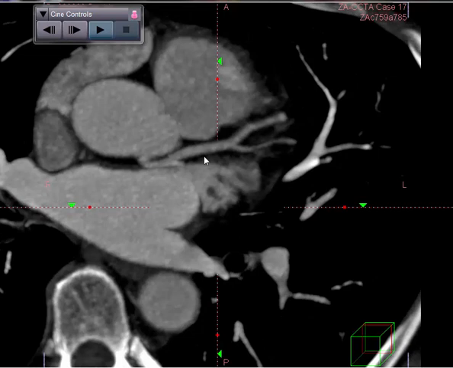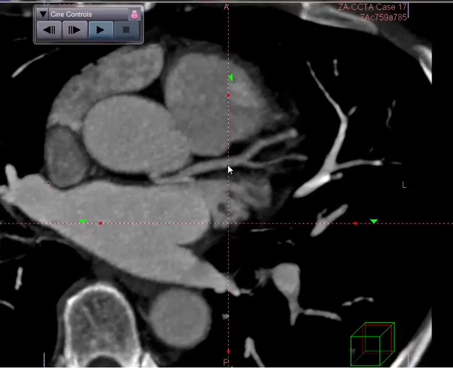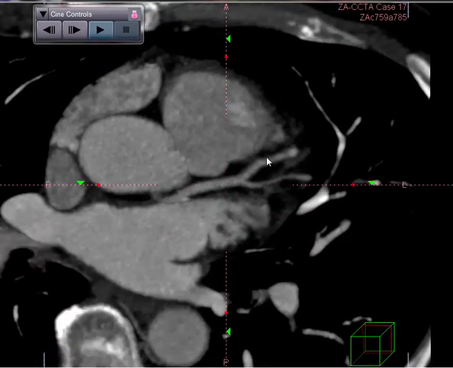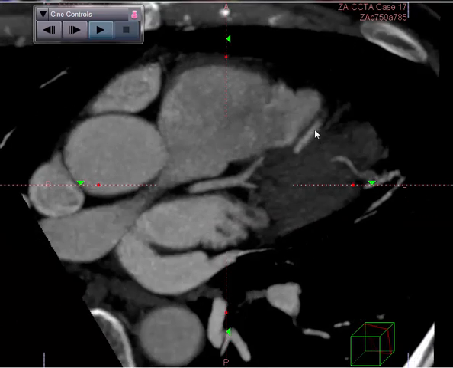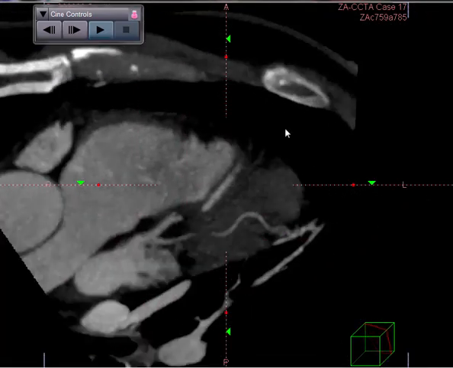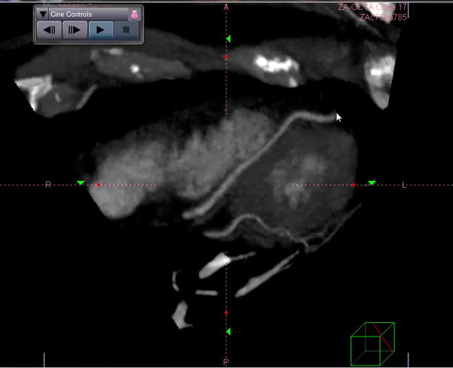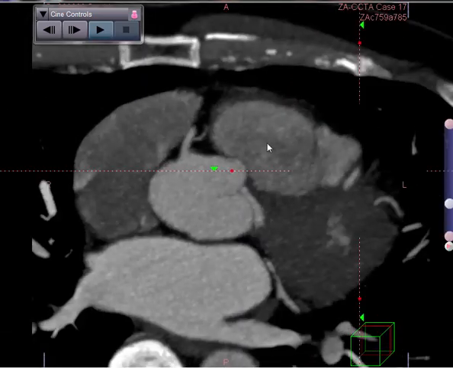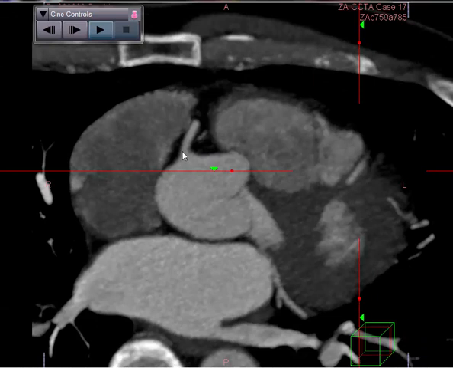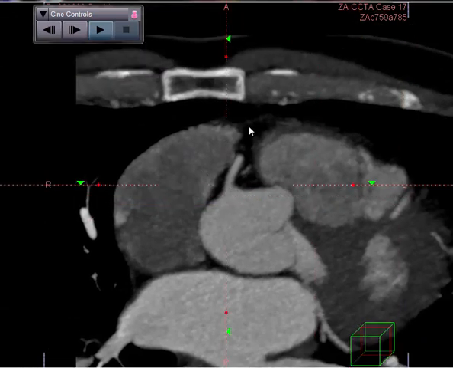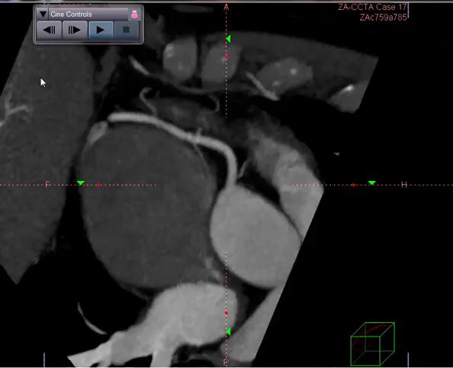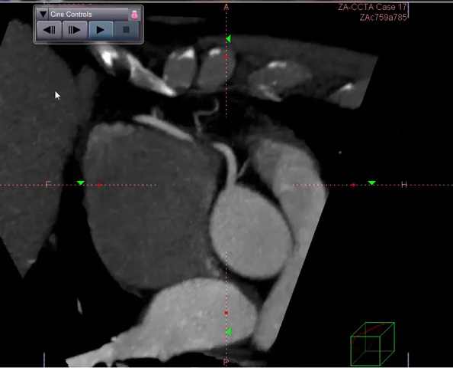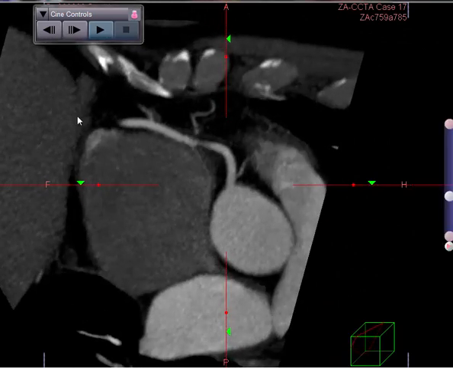Left main appears to be normal, following the left anterior descending vessel, normal first diagonal, and otherwise normal left anterior descending artery all the way down to the apex. Let's return to the right coronary. It comes off here, passes anteriorly, and then we try to rotate around to get this in a single view.